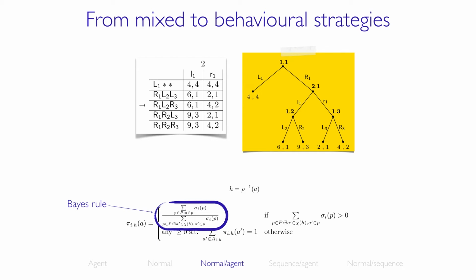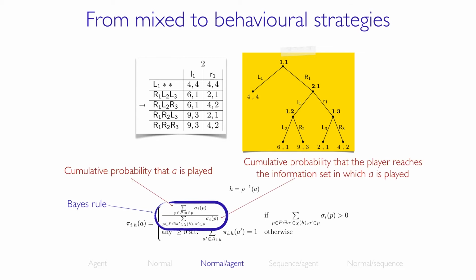Consider the formula marked in blue. It is the Bayes rule applied to an information set. More precisely, consider that we are computing the behavioral strategy pi over action A. The numerator of the formula is the cumulative probability over all the plans to play action A. The denominator is the cumulative probability over all the plans to play the actions available at the information set in which action A is played. That is, it is the probability that the player plays at the information set in which action A is available.